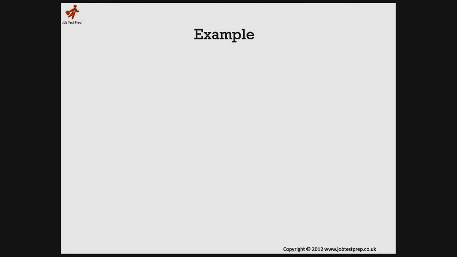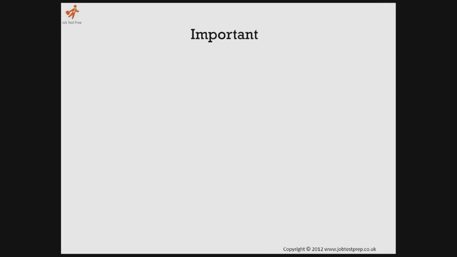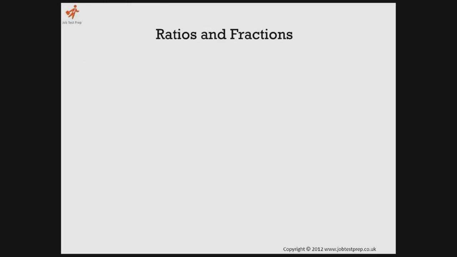Let's look at an example. Let's say that for every 5 students in a class, there are 2 computers. The ratio of computers to students can be presented as a ratio of 2 to 5. Note that the order of words in the sentence is very important. The ratio of computers to students is 2 to 5, whereas the ratio of students to computers is 5 to 2.